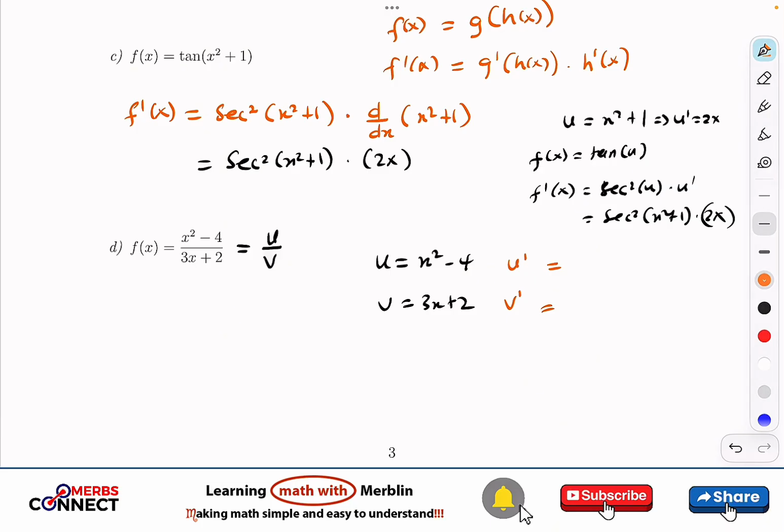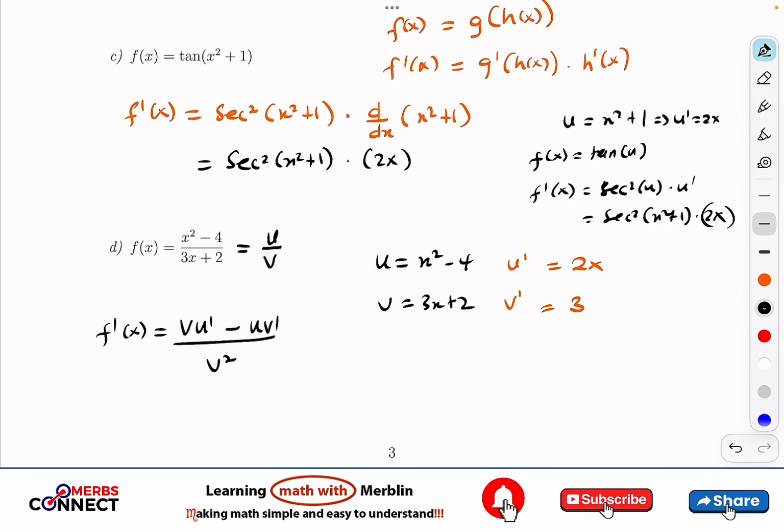So what is u prime? Using the power rule here, I'm going to have 2x, because when I differentiate minus 4, which is a constant, we are going to get 0. And when I differentiate 3x, I'm going to get 3, because when I differentiate 2, I'm going to get 0. So the question is, what is the quotient rule? Using u over v, f prime of x will be equal to v u prime minus u v prime, divided by v squared.